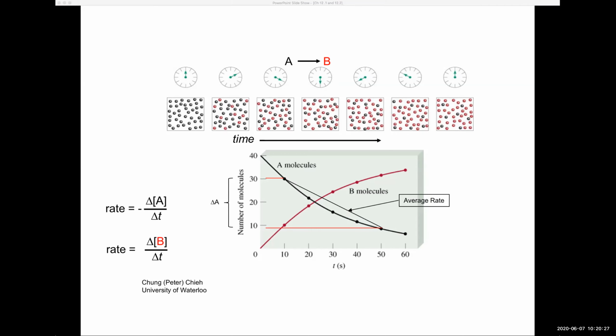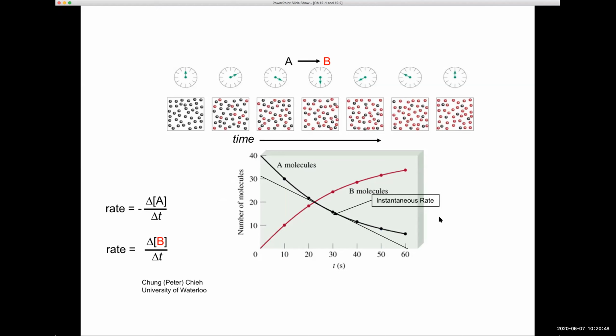So that's the change in concentration of A, and this is the change in time. Okay, the third rate that I want to talk about is instantaneous rate.